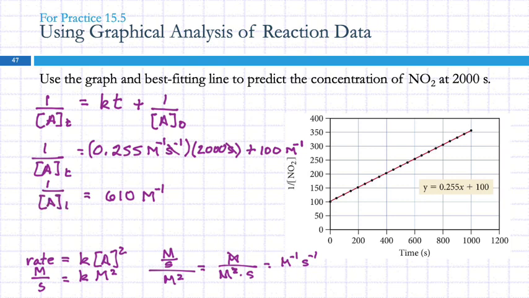How do we find A? Well, we could multiply both sides by A_t and then divide both sides by 610. Or we could raise both sides to the negative 1 power, or we could upside down the whole thing. Because this is equal to 610 over 1. And so if I just upside down it, I get A_t is equal to 1 over 610.